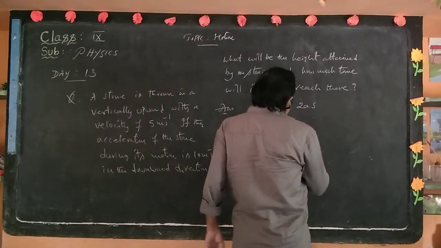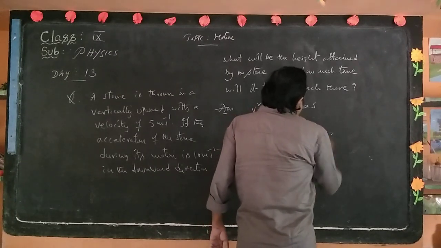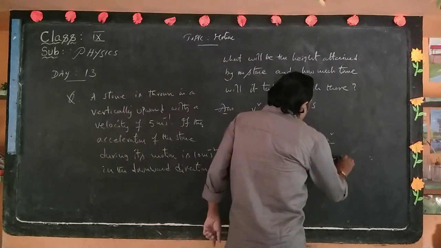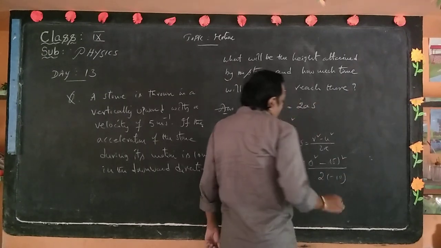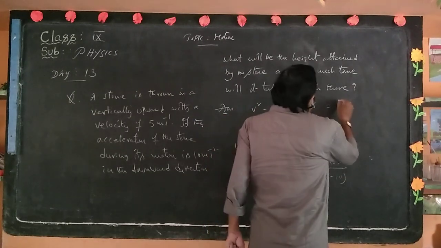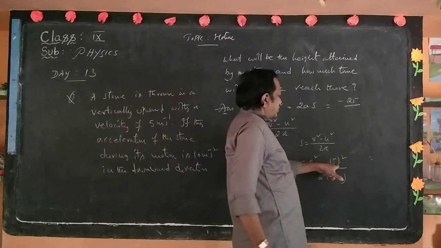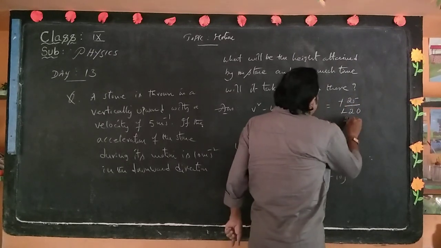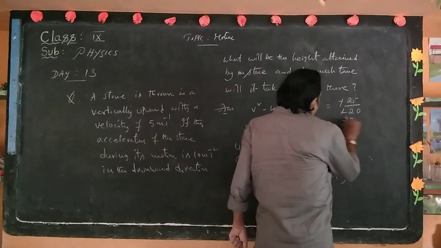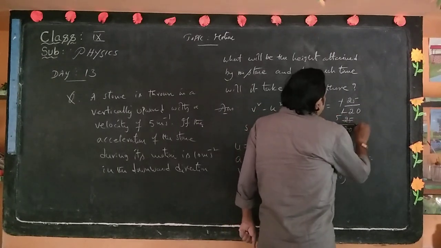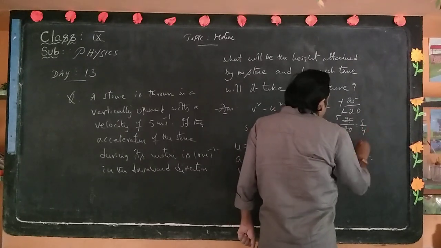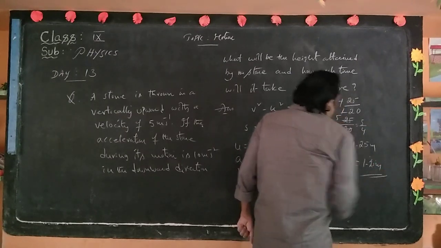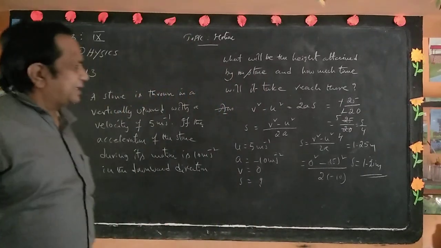Now substitute this value. Then you can calculate s is equal to how much. s is equal to v square minus u square by 2a. That is equal to 0 square minus u square, u is how much? 5. 5 square by 2 into minus 10. That is equal to minus 25 by minus 20. So minus minus gets cancelled. That is equal to 25 by 20, that is equal to 5 by 4. So 5 by 4 means 1.25 meters. So maximum height reached by the stone will be 1.25 meters. To remember, 1.25 meters height it reaches.